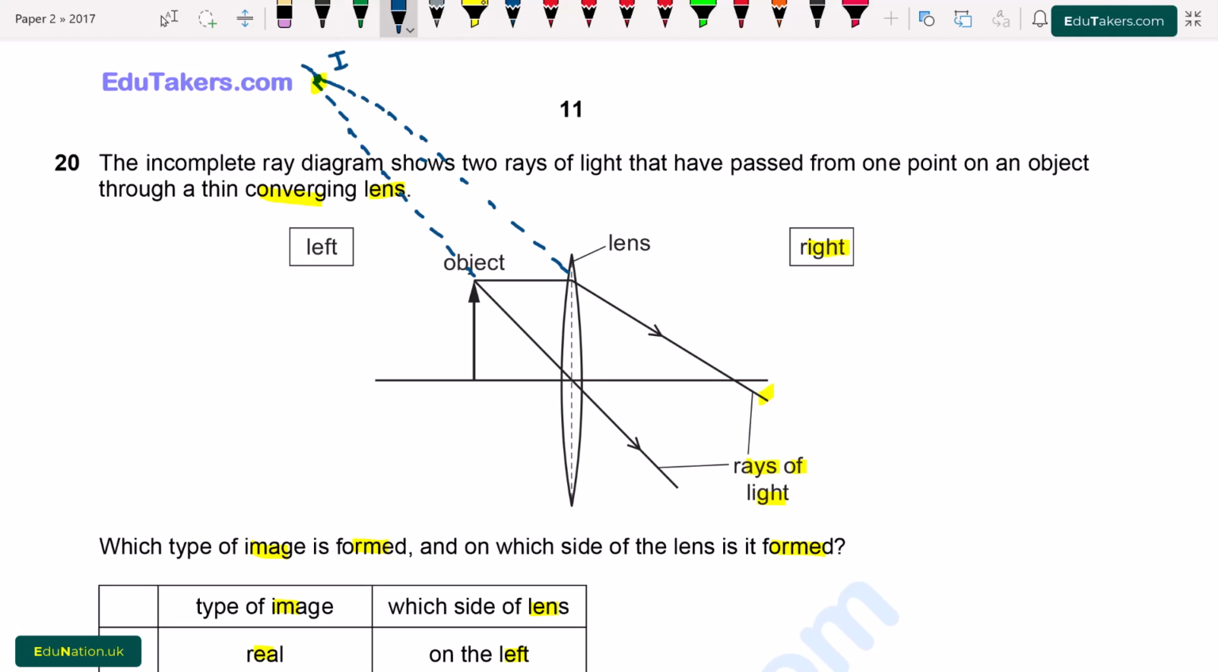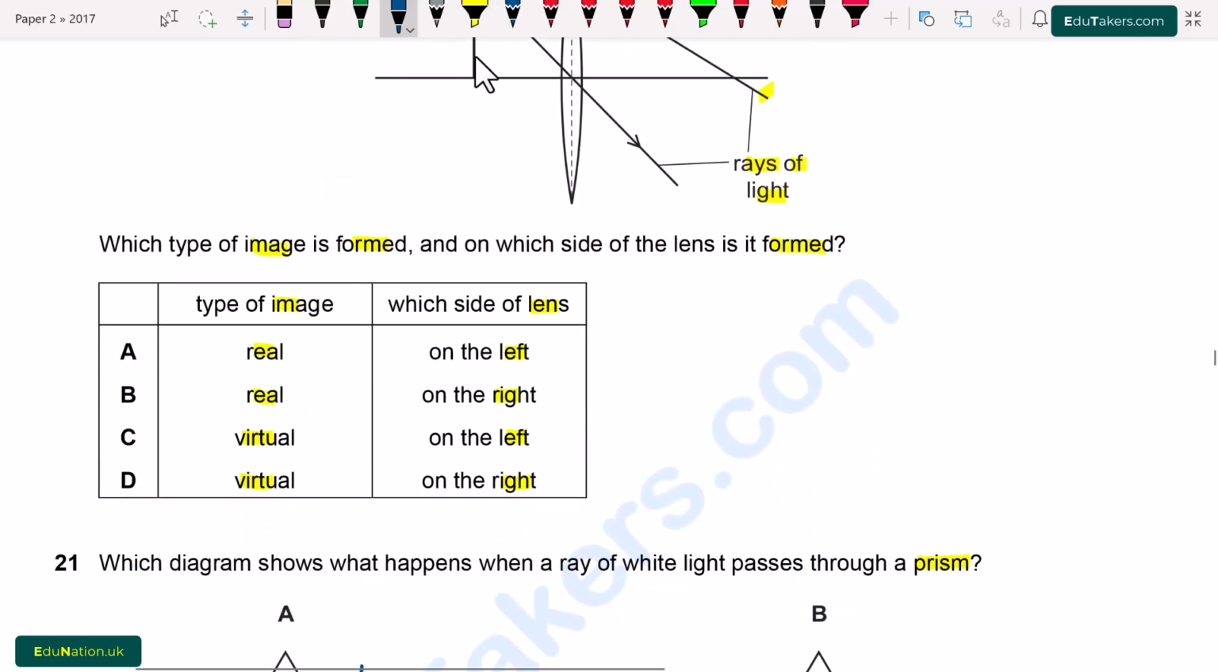Now we see from here which kind of image it is. This is a virtual image because it is formed on the same side as that of the object. So this is a virtual image and it is formed on the left side. Now we see the options. In option C, the image is virtual and it is on the left side of the lens. So option C is correct from here.